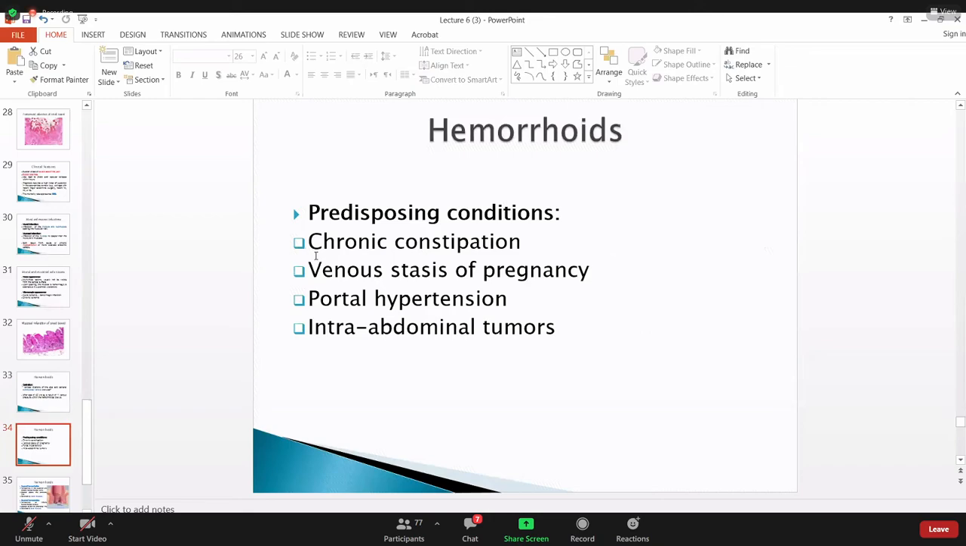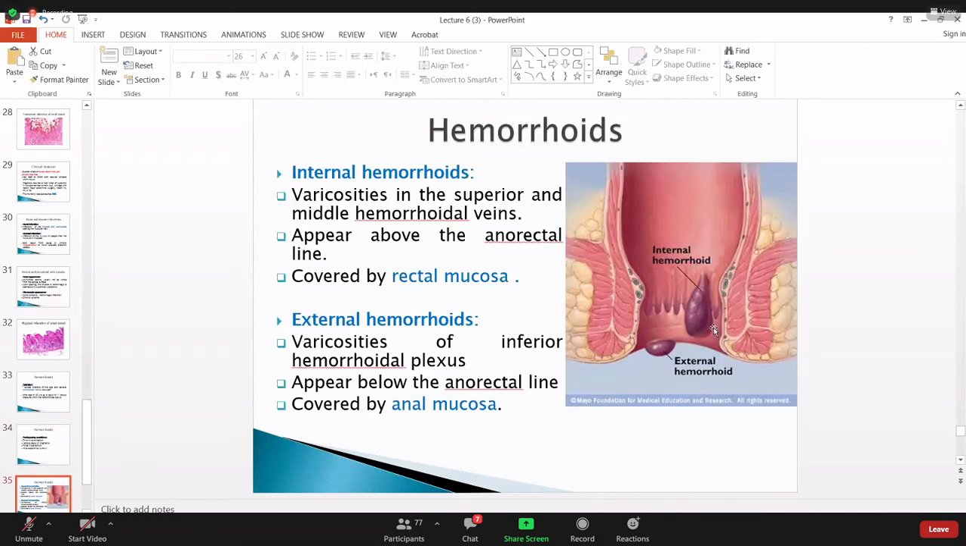Venous stasis of pregnancy, portal hypertension and intra-abdominal tumors: all of these cause congestion and increase the pressure inside the venous plexus and lead to hemorrhoid formation. Hemorrhoids appear as dilated venous plexuses. They could be internal if covered by rectal mucosa, or external if covered by skin, squamous epithelium. Okay.